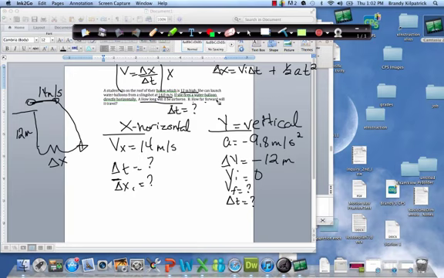This equation fits the bill. I have delta y. Remember, delta y and delta x are the same thing here. So I have that. I have my initial velocity. I'm looking for time. But I also have acceleration, so that's only one unknown variable here. So let's use this equation to solve.